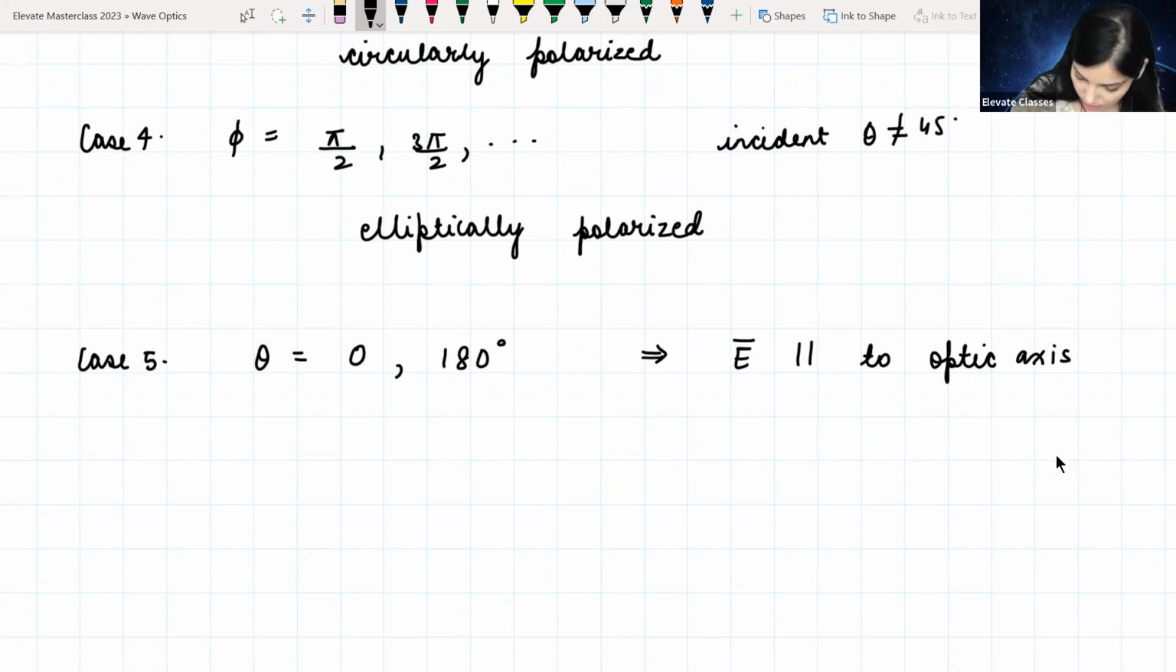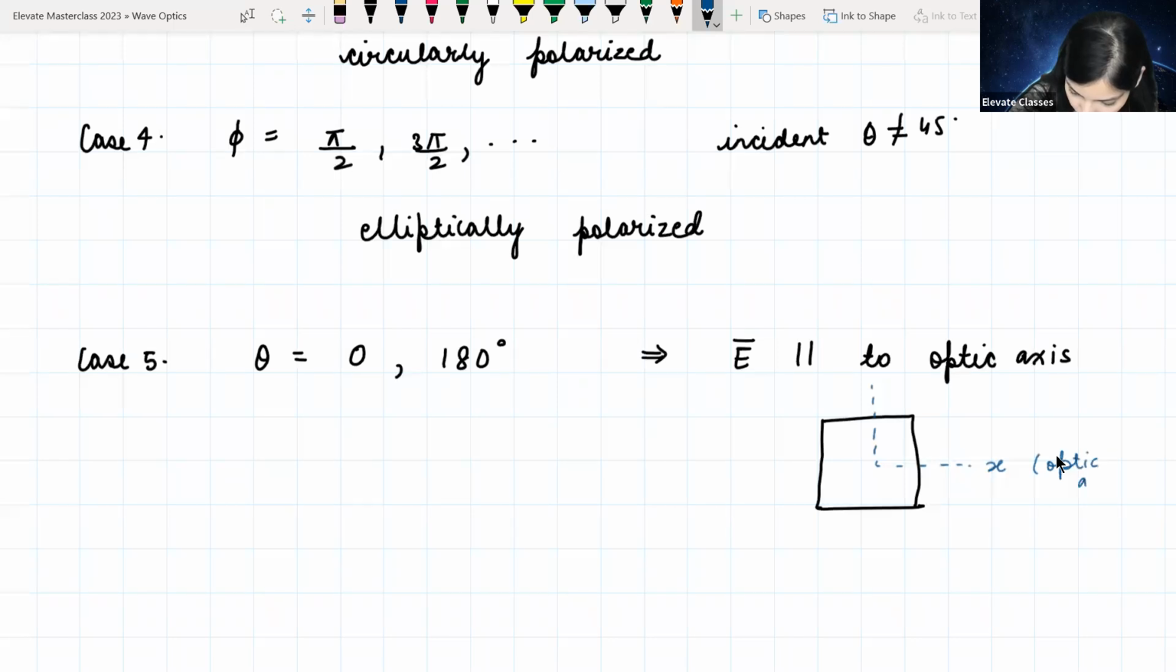So जो मैंने crystal अभी बनाया था ये वाला, उसमें I had, this is my X or the optic axis and this was my Y. So now what I'm saying is that my electric field is actually like this. This is my E vector, so that the theta is equal to 0. So in this case क्या होगा? There is no O ray. Because O ray होने के लिए कोई component होना चाहिए which is perpendicular to the optic axis.